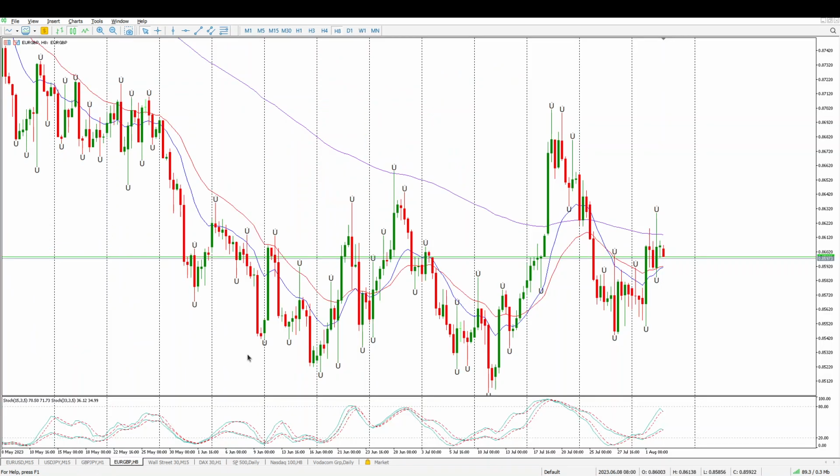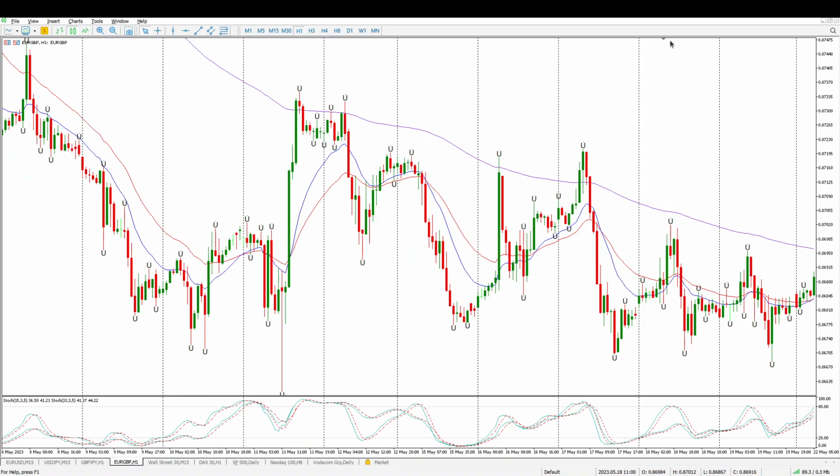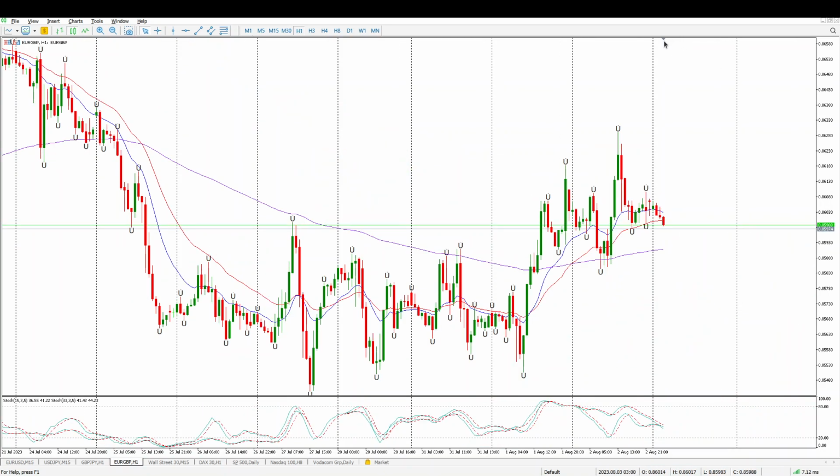Moving to Euro British Pound, and obviously big up, big down, big confusion at the moment. Look at the oscillators, they have crossed over, indicating a move to the downside, but we are in between the moving averages. So for me, that is an absolute no-no. And if you look at this on the hour, big down, big up, big down, big confusion. I think I will sit on the sides for this one as well.